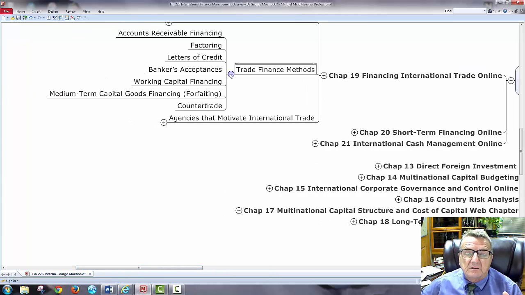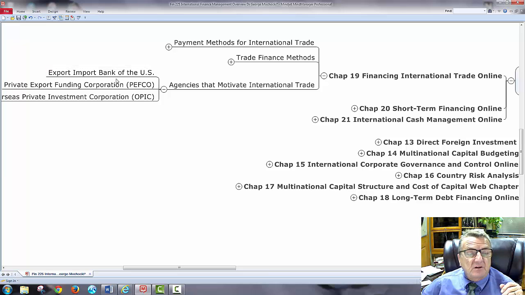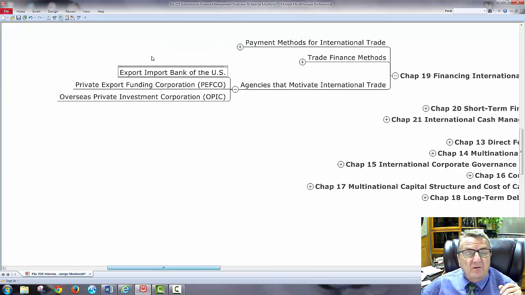Counter trade. For example, the currency may be weak, and how do I use some other creative financial instruments or contractual agreements to exchange currency or whatever. Okay? Global trade, for lack of a better word. Okay, agencies that motivate international trade: you're going to have the Export-Import Bank of the U.S., you've got the Private Export Funding Corporation. We'll have some linkage. You'll be doing some research in there. Overseas Private Investment Corporation. Okay?